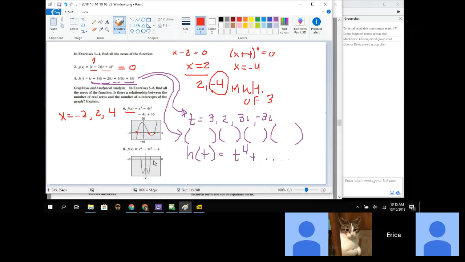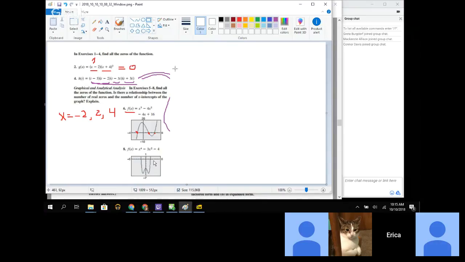Okay, but then we get to number 8. Of course it couldn't be that easy, right? We get to number 8. How many zeros are in graph number 8? How many times do we hit 0? Well, I have 2, right? I have one right here and one right here. My pointer is pointing to the other one, right? So I know that I have 2 real zeros.